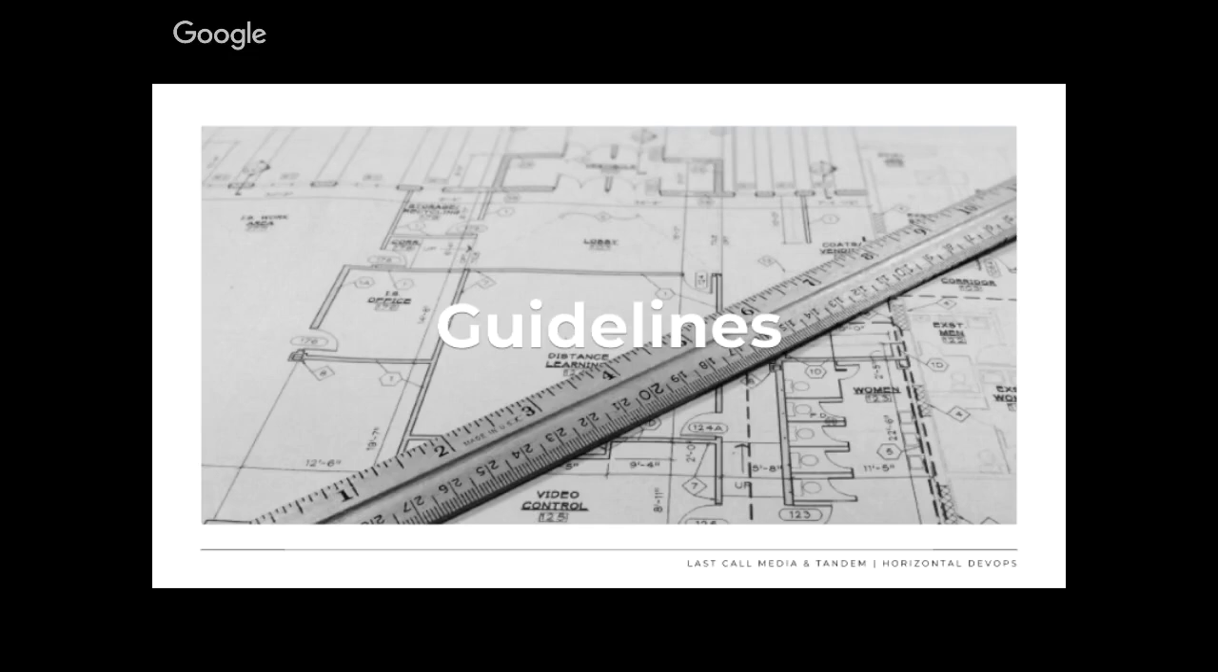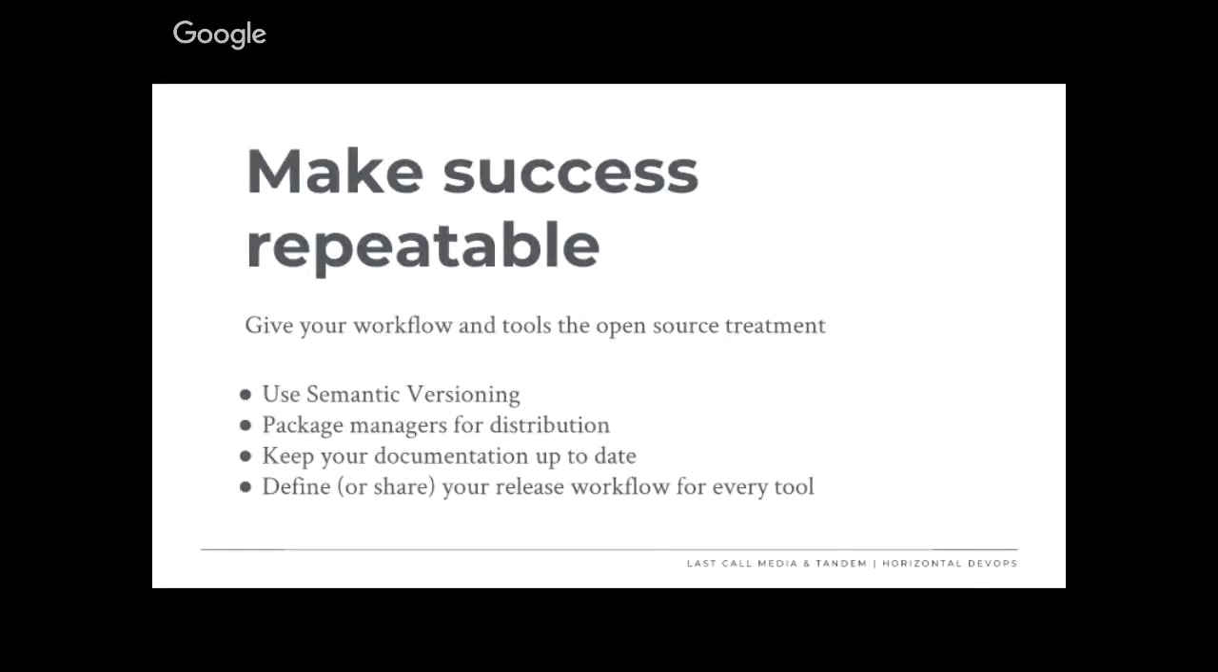So you really need to be making conscious choices about your DevOps stack and the tools that you choose and also the process that you use. So we're going to go through some guidelines that we think people should be aware of as they bring good DevOps practice to their organization. So especially when you're talking about this idea of horizontal DevOps, where you're moving from project to project to project, you're going to want to make success repeatable and be able to bring that to new projects.